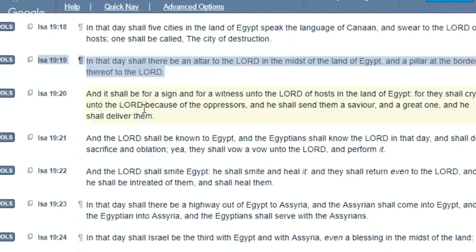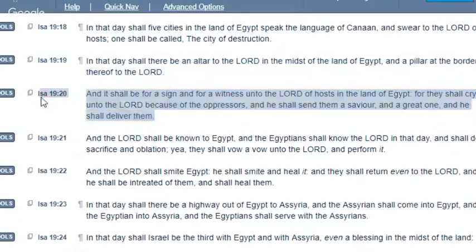It says, "And it shall be for a sign and for a witness unto the Lord of hosts in the land of Egypt, for they shall cry unto the Lord because of the oppressors. And he shall send them a savior and a great one, and he shall deliver them." And that's what we're waiting for. We're waiting for Yahweh Shai to come back and deliver us. So we're speaking the language. We're calling on the name of the Lord. We know that the language of the heavens is the Hebrew, the Lashon Kodesh. So the Lord gave us those names back, and we're calling on those names.